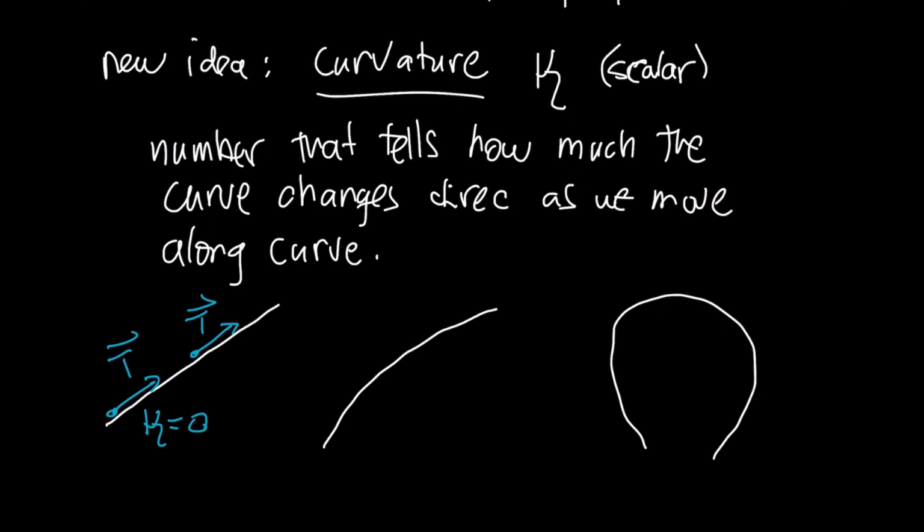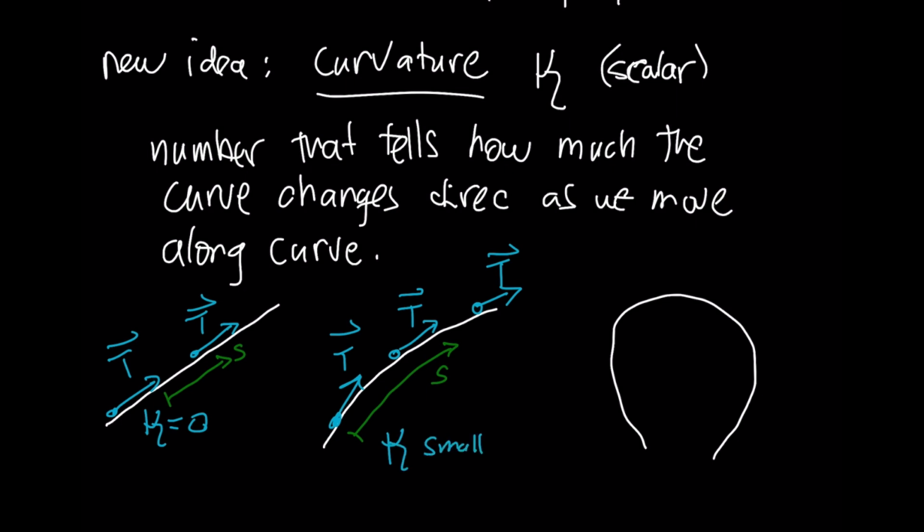As I walk along this curve, you can see that the unit tangent vector does change, but it doesn't change very much as I keep moving along the curve. So as I increase the distance along the curve, there isn't a lot of change. So in this particular case, I would say that the curvature is small. But in this final case here, you can see that the unit tangent vector changes its direction a lot as I move along the curve. So as I start moving this way, there's a lot of curvature change. And so we would say that the number for the curvature here is large.